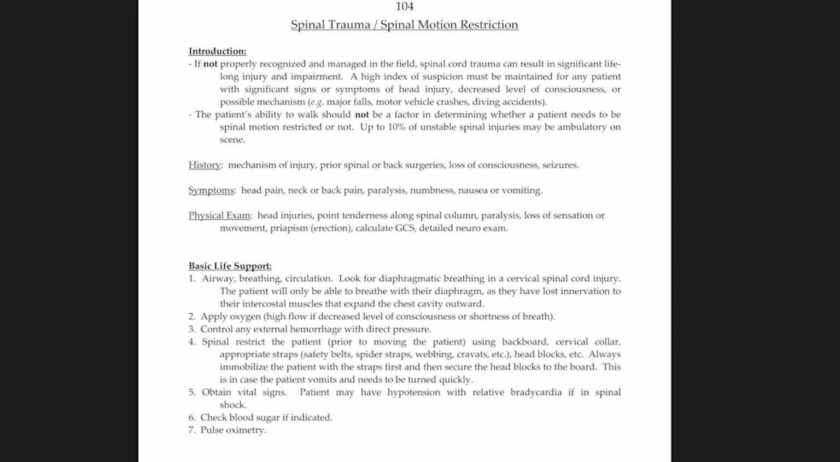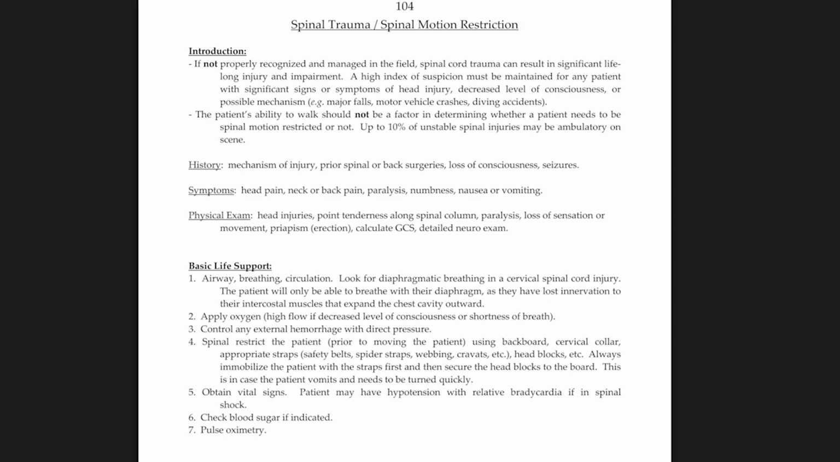Control any external hemorrhage with direct pressure. Spinal restrict the patient prior to moving them using a backboard, C-collar, and appropriate straps such as a safety belt, spider straps, webbings, cravats, etc. Head blocks: always immobilize the patient with the straps first and then secure the head blocks to the board. This is in case the patient vomits and needs to be turned quickly.